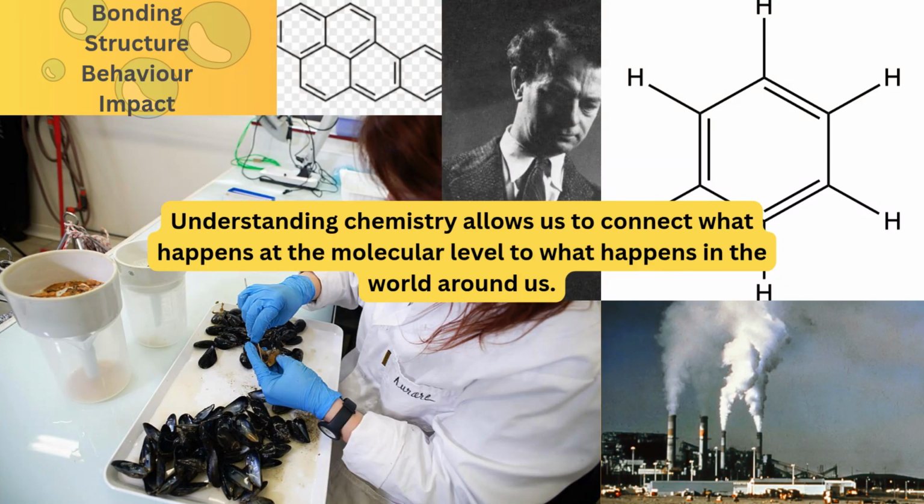Overall, these examples show why understanding chemistry matters beyond the classroom. Pauling's work helps explain how chemical bonding influences molecular structure, while benzene and BaP show how structure can influence a chemical's behavior and effects. Ecotoxicologists apply this chemistry to understand how pollutants move through the environment, affect organisms, and how those impacts can be reduced. Together, this connects what happens at the molecular level to what happens in the world around us.